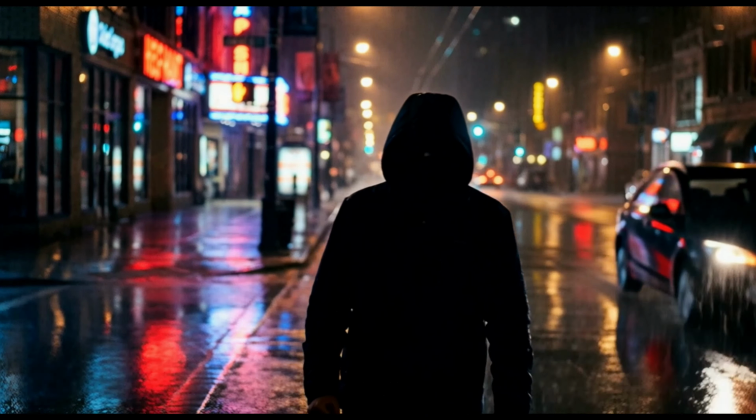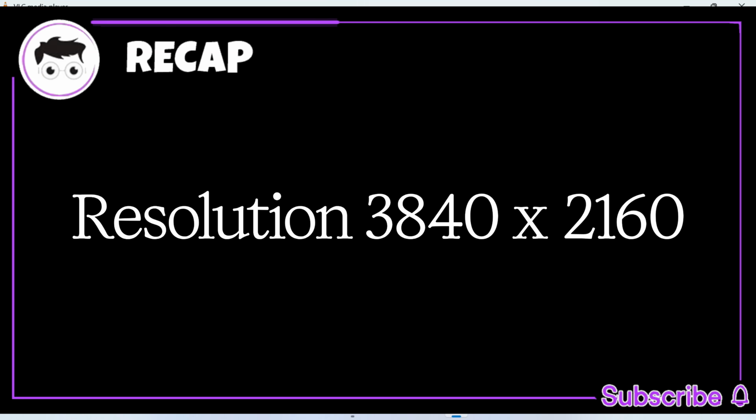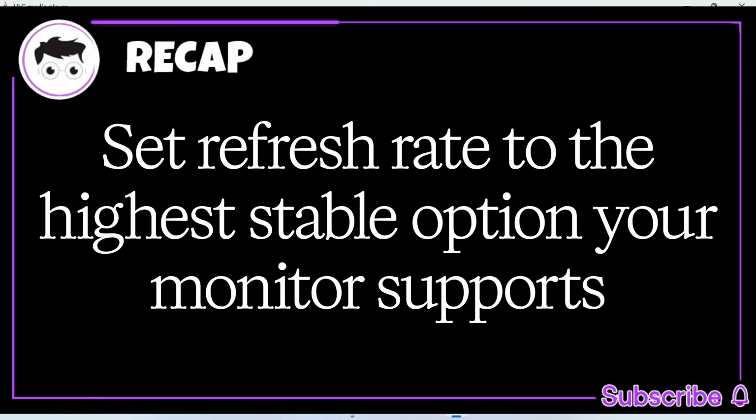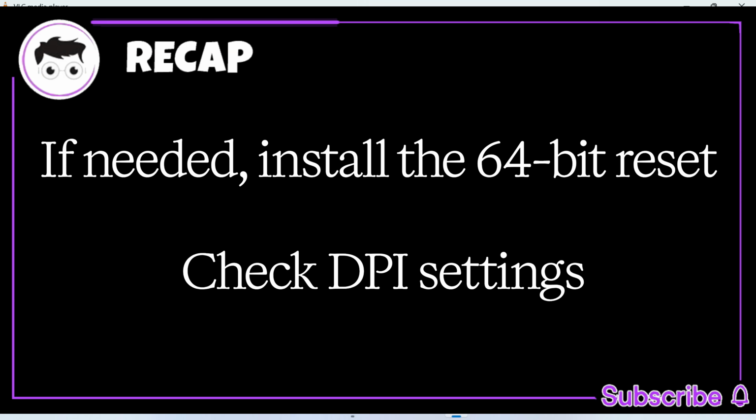So these are the most common fixes for VLC black bars and white lines. Make sure your resolution is 3840 by 2160. The refresh rate is at the highest stable one your monitor can do. And if you need to, install the 64-bit, reset the DPI, check the scaling and change the output. This isn't a VLC issue, it's a Windows display issue.